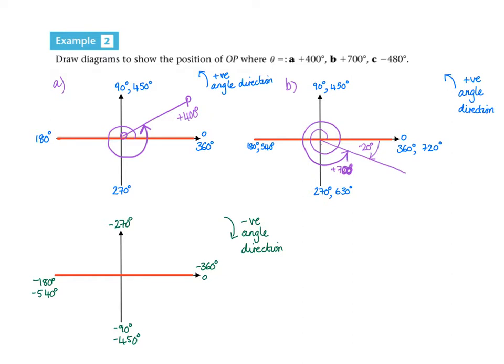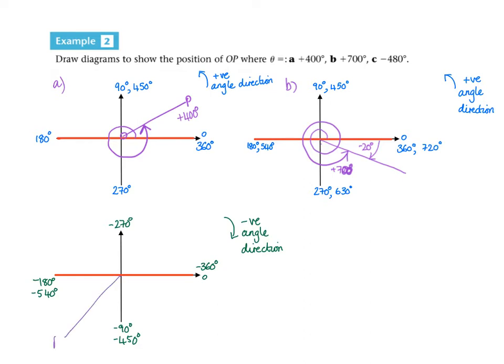Right, looking at the third angle, this time it's a negative angle, so that tells me the direction that I should go in is a clockwise direction. So the scale that I would use this time is going round 90, 180, 270 back to minus 360, and then I have to go round again because I want to go as far as 480. So minus 450 would be there, so we're looking to go round about at this point here. So it's going to look something like that.